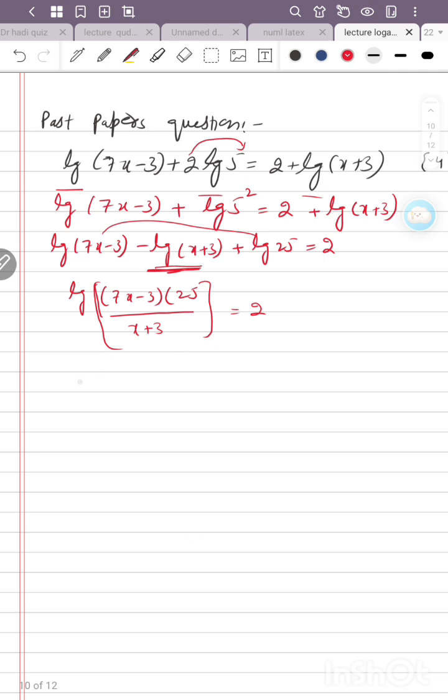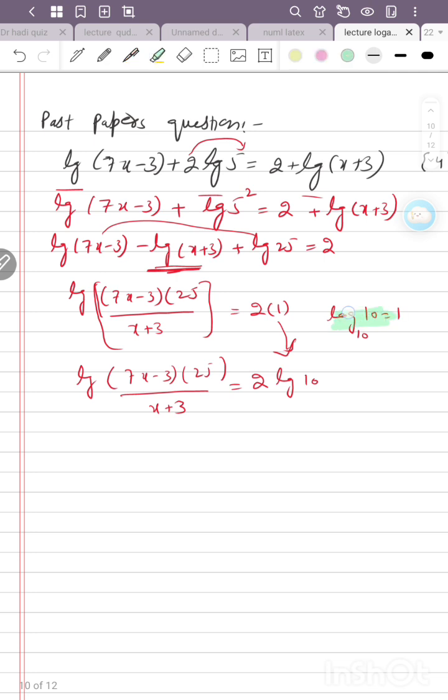Now going forward, we have 7x minus 3 times 25 divided by x plus 3, and 2. Could we write it in this form? Because we know that log 10 base 10 equals 1, there is a 1, so we can write 2 as log of 100 in base 10. I hope you understand this explanation for these questions.